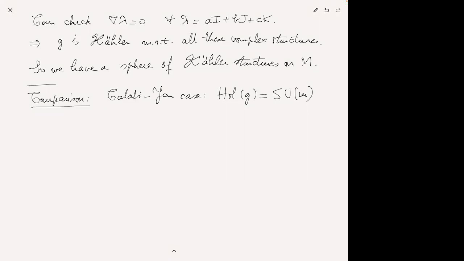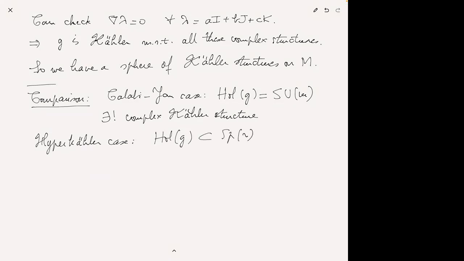So here you have only a unique complex structure, which is Kähler. In the hyperkähler case, we have that the holonomy group G is contained in Sp(r), right? So we have at least a sphere of complex structures. Okay, that's what we have.